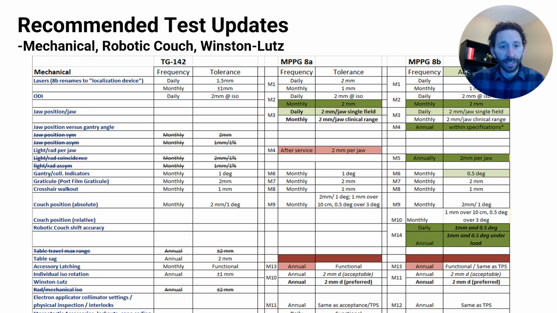Finally, Winston-Lutz is in here as compared to star shots. The different mechanical isocenter tests were removed from 142 and 8A with a preference towards Winston-Lutz if possible. Also, robotic couch is called out now specifically as a test. A lot of facilities are utilizing robotic couch movements for patient treatments, and those ought to be QA'd on a daily and an annual basis with the tolerances listed here in this table.